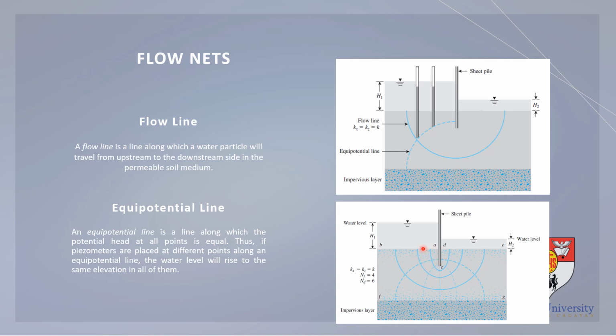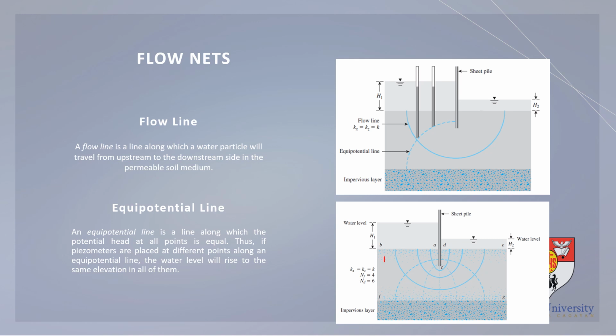Yes, it is 1, 2, 3, 4, no? The NF here is the number of flow channels, meaning these divisions that were made from our flow lines. This NF is 1, 2, 3, and 4. And our number of drops would be equal to, so let us write that down, no. So our number of flow channels, or N sub F, is equal to 4.